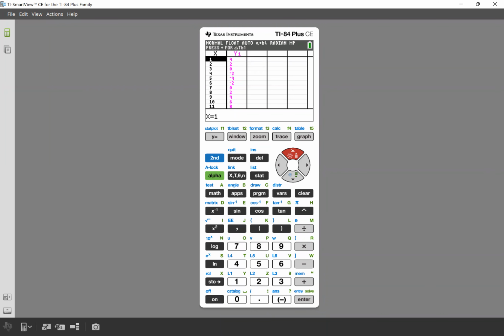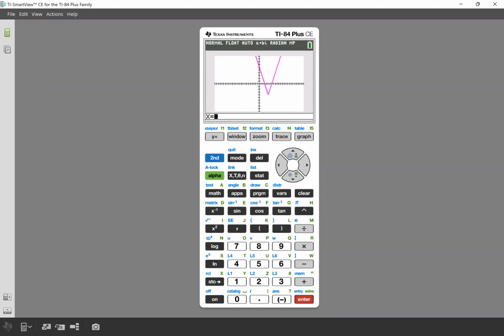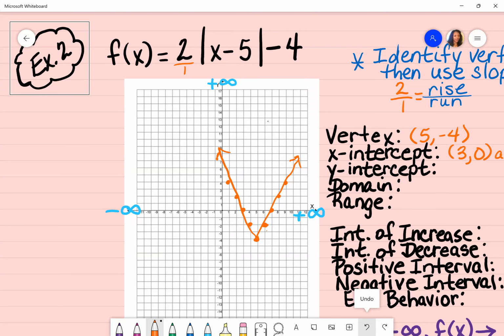Y-intercept, where is x 0? So you can either go here on your table, which is 0, 6, or you can go to second trace, hit value, and it's going to ask you, what's the value of x? You just tell it 0. And now it will tell you that your y-intercept is going to be 6 when x is 0. So when x is 0, y is 6. I already said domain is always all real numbers.